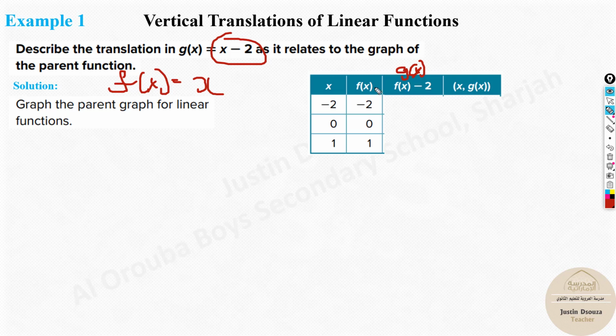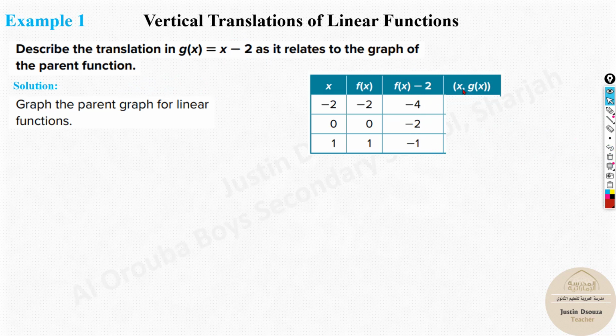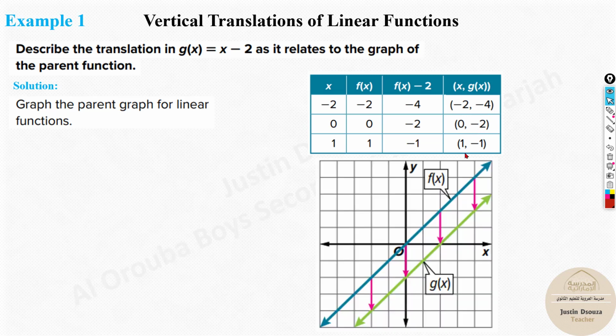That's the parent function. Now here, the next column, that is g of x, all you need to do is put this value of x, that is minus 2, instead of x over here. So it'll be minus 2 minus 2, which is minus 4. Put 0 next, 0 minus 2 is minus 2, and lastly 1 minus 2 is minus 1. So these will be the answers. And what about the last column? We just write it in terms of pairs. That is x and y: (-2, -4), (0, -2), and so on.